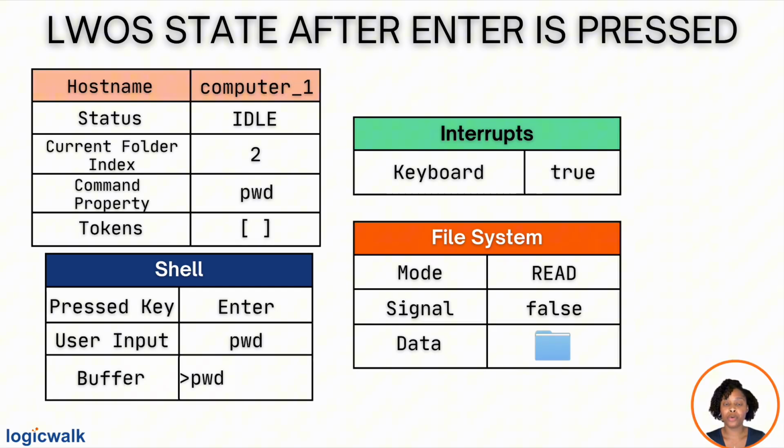The host name is computer1, the status is idle, and the current folder index is 2. The keyboard interrupt is set to true, indicating that the OS has detected a keyboard input. In the shell section, the press key is Enter. The user input contains pwd, and the buffer contains the shell prompt, along with the command the user entered. In the file system section, the mode is set to read, the signal is false, and the data contains the folders and files currently loaded into memory.